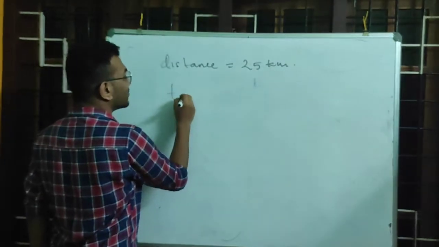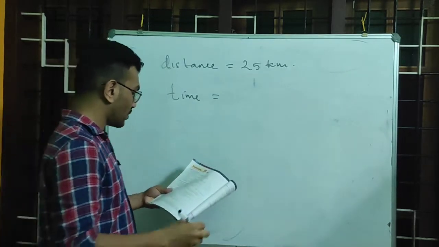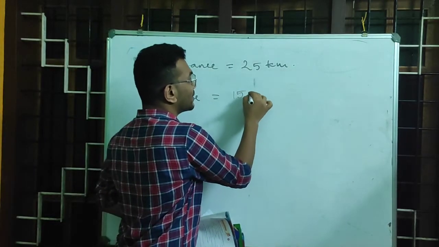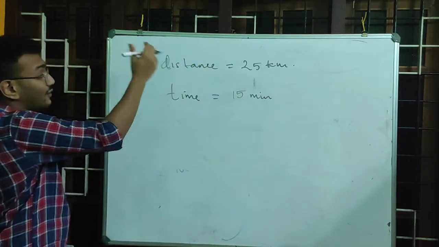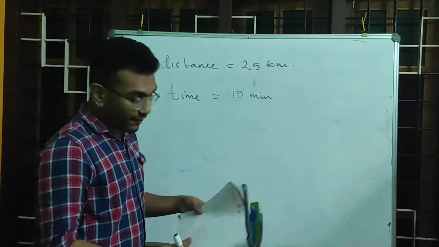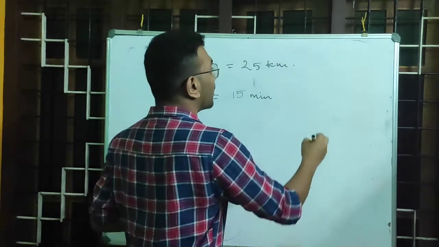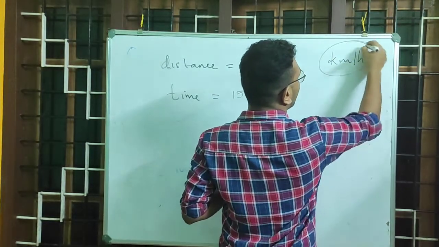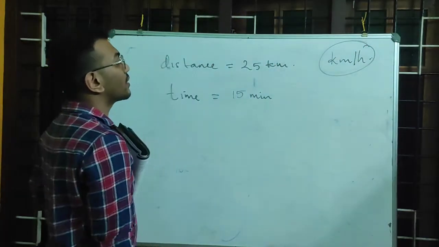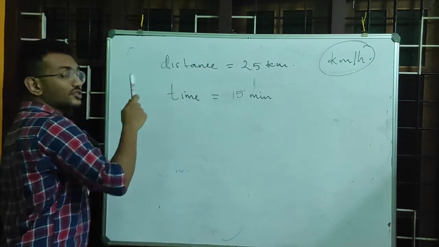So the time is 15 minutes. 25 kilometer traveled in 15 minutes. And further it is asked, calculate its speed in kilometer per hour. We have to find the speed in kilometer per hour. How will you do this question?